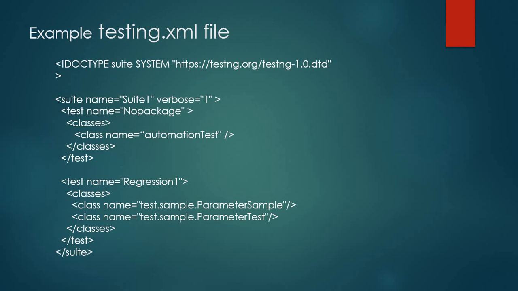First comes the suite name. Whichever suite you are running, you have to specify the suite name. Next comes the test name. After the test name, you have to specify the classes and then the class name, whichever you want to run. And then comes the test name. Inside the test name, we have multiple test classes or test execution methods. So we specify whatever methods we require for execution.